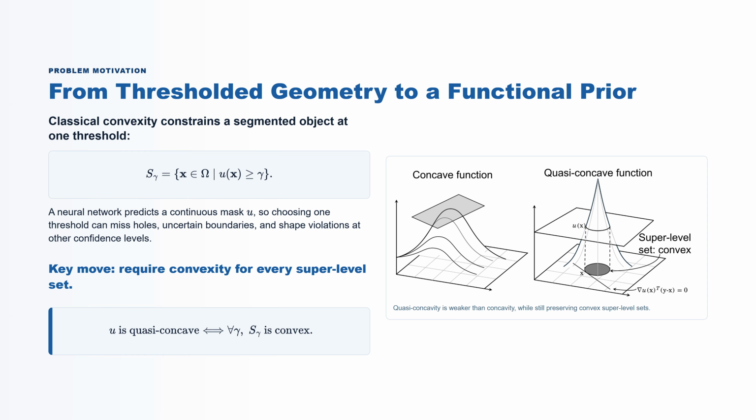levels. Our solution is to require every superlevel set of U to be convex. This is exactly quasi-concavity. Compared with concavity, quasi-concavity is weaker and more flexible, but it still guarantees that each superlevel set is convex. So we move from a hard thresholded geometry constraint to a functional prior on the whole mask.